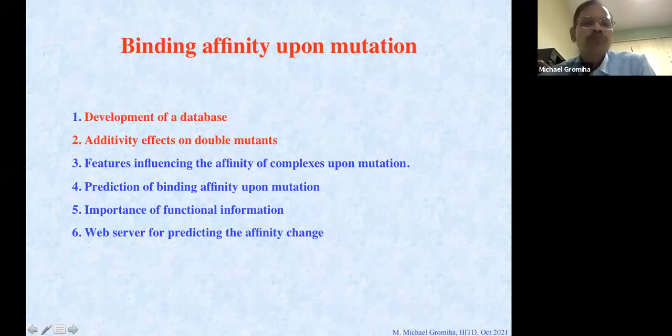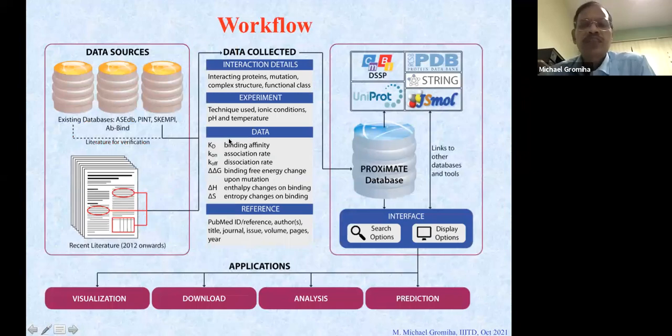Okay, so this is the workflow. So we checked the available data in the literature, and most of the available databases were obsolete at that time, right? And many databases did not update. On the other hand, we checked the literature. There are various data available in literature. So we did a thorough check of what data are available in the various databases. We collect the data and we check the literature, right? So we have more data from the literature than the other databases. And in the database, we clearly mention whether the data are obtained from the literature or from a specific database, right? So we collect the data regarding interacting proteins or the mutations and the structures, function class.